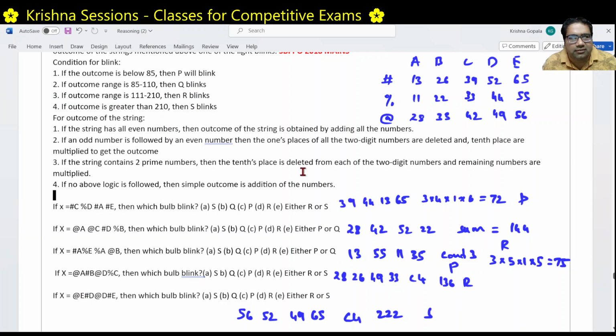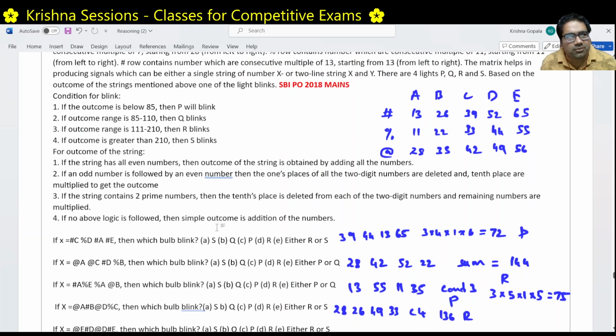@E is 56, #D is 52, @D is 49, #E is 65. Which condition is this? Two even, then two odd, no prime. So it is not all even, not odd followed by even, and not two prime numbers. So it is the sum of all, condition 4. The sum of all is 222, which is greater than 210, so S will blink.